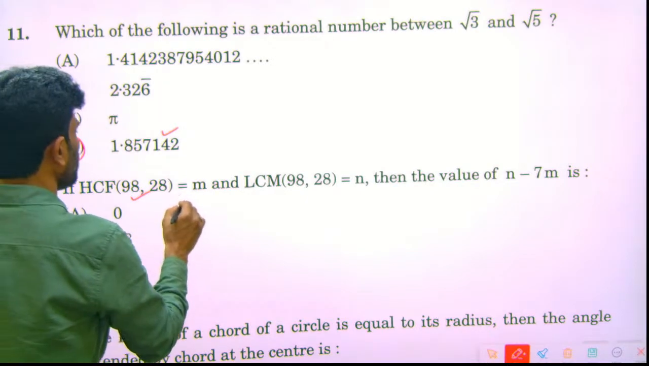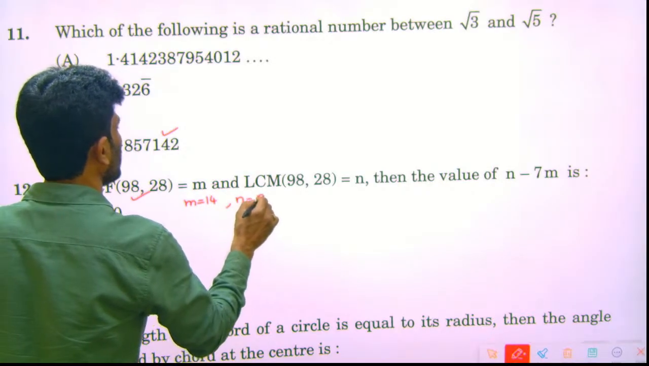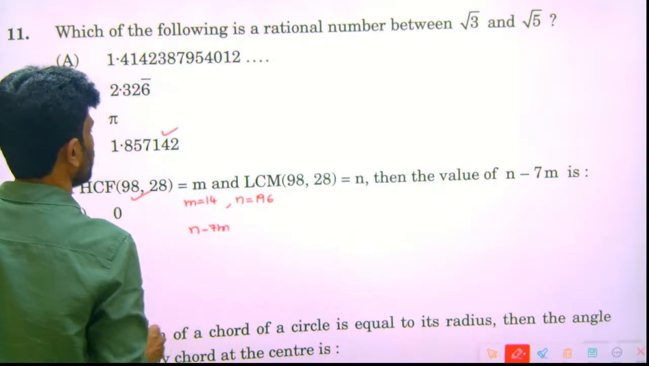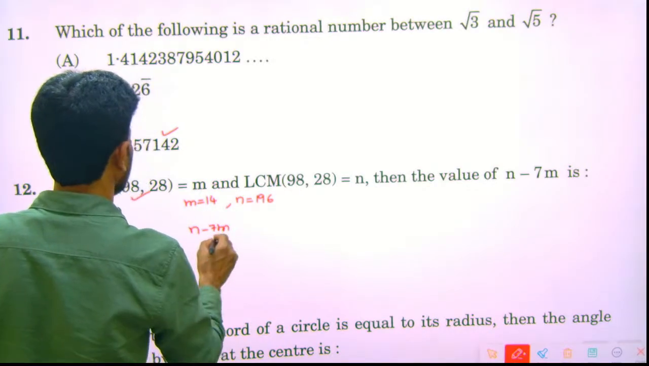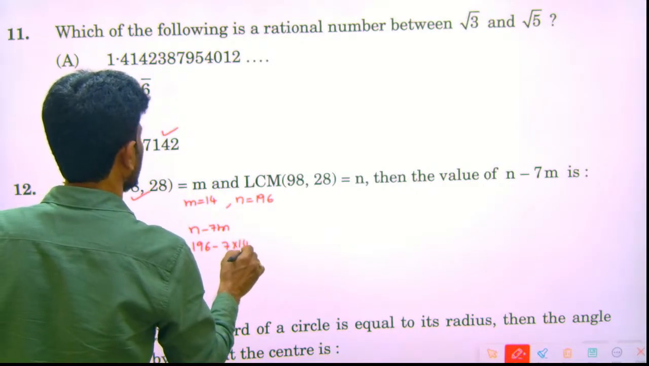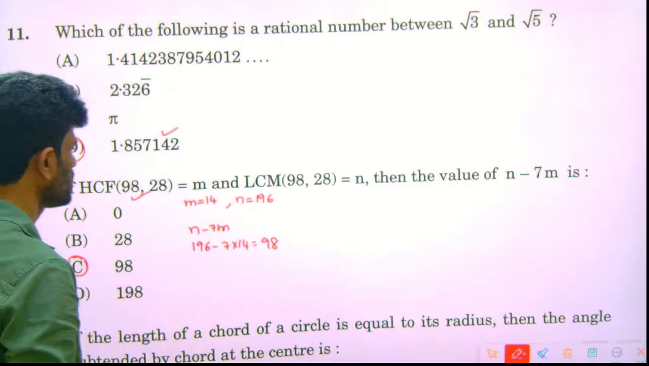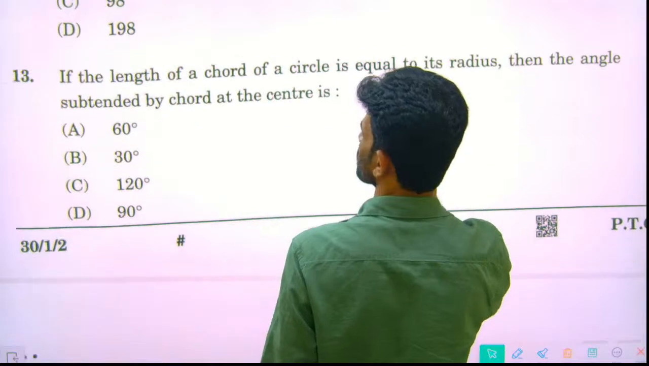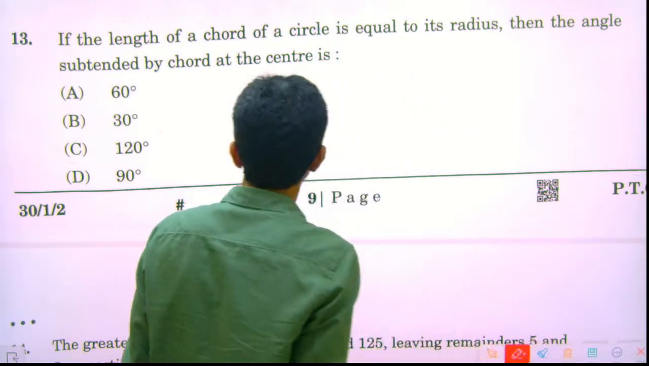We got m is equal to 14 and n is equal to 196. We got n minus 7m is equal to 196 minus 7 into 14, we got 98. Option C is correct. This is also we have done before. Question number 13 was not done before.